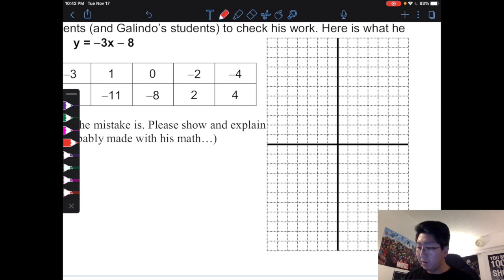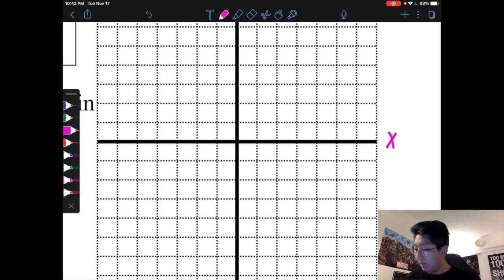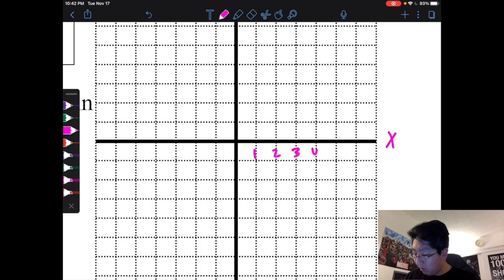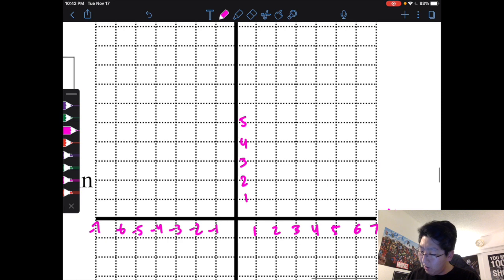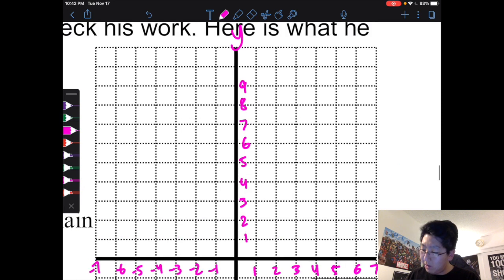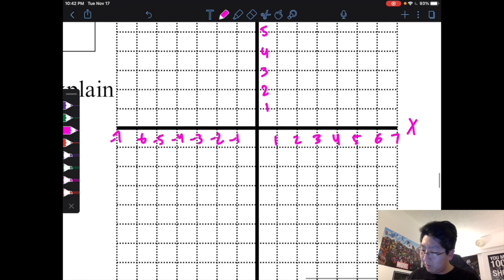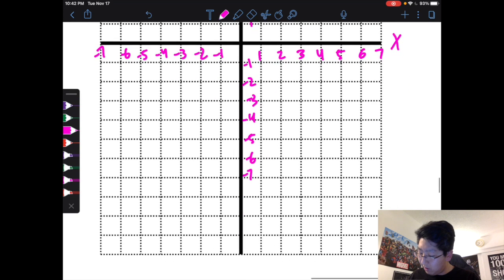Right? We need to label our x and y axis. Please don't ever forget your y axis. You need to know that. And then we need to scale this. So let's go ahead and scale it. 1, 2, 3, 4, 5, 6, 7. -1, -2, -3, -4, -5, -6, -7. 1 through 11 going up, and -1 through -11 going down.